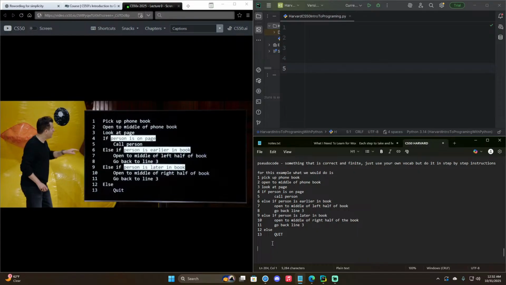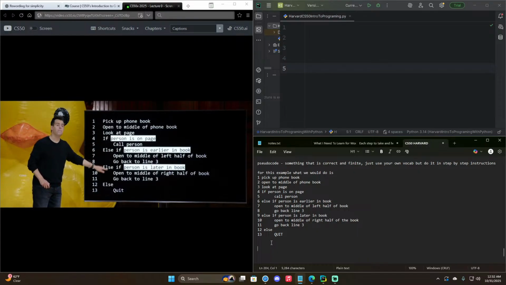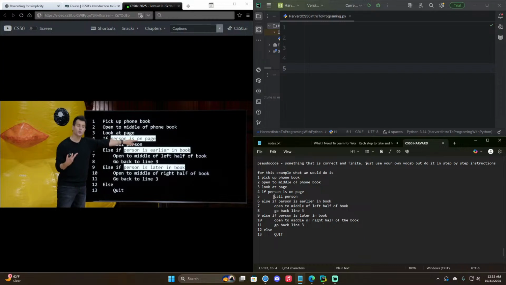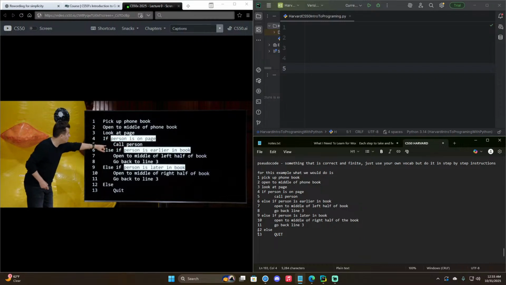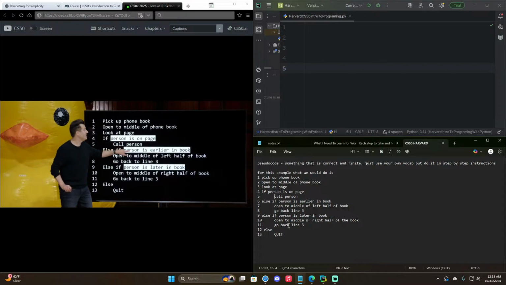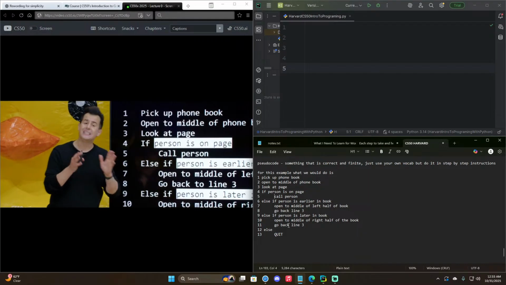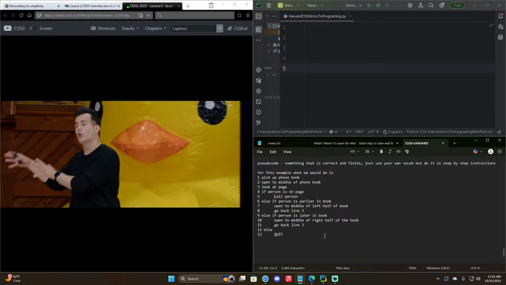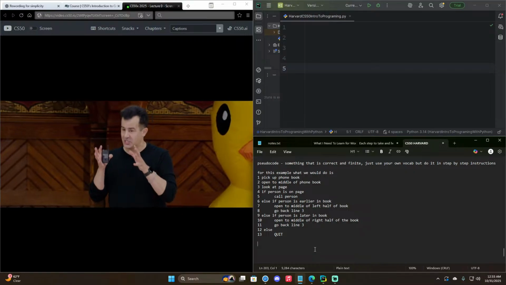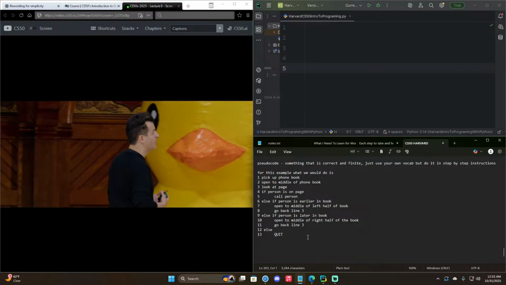Notice what's important here is that indentation mattered as a result. Notice that on line 4, when I first asked if the person is on page, question mark, so to speak, I should only do line 5 per its indentation if the answer is yes or true. I should only open to the middle of the left half of the book and go back to line 3 if the person is instead earlier in the book. So indentation in pseudocode and in many programming languages has logical significance. It tells you whether to do things or not.